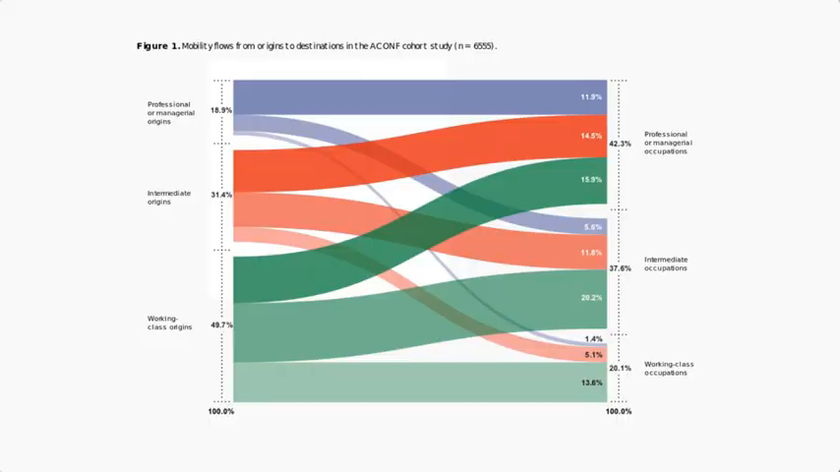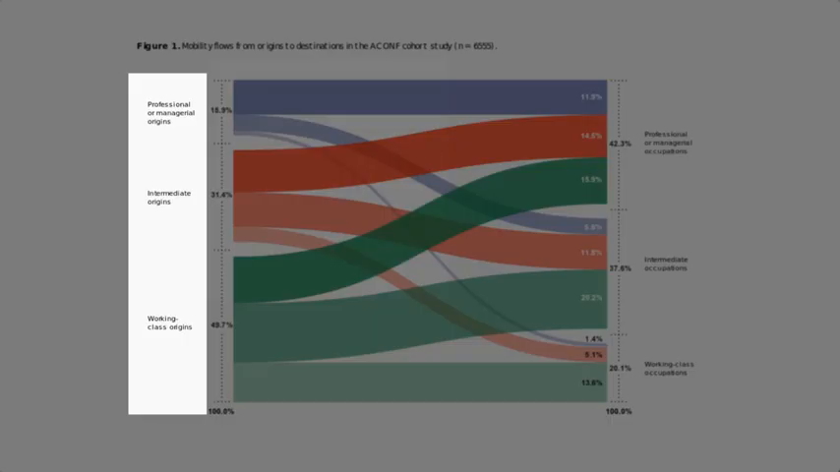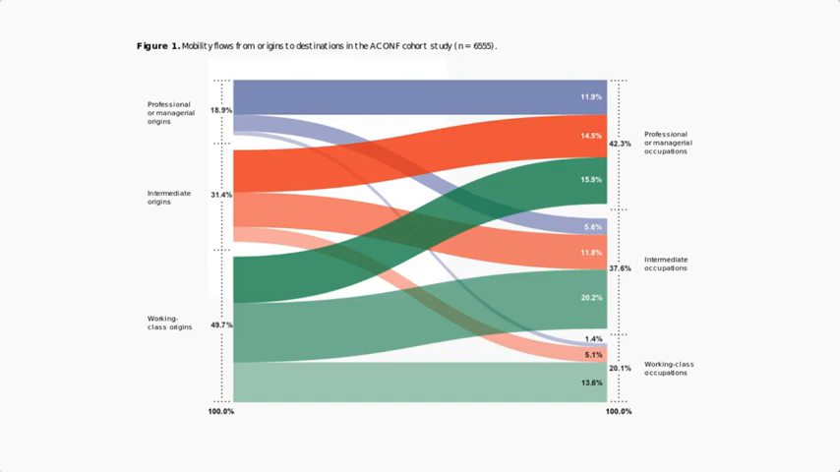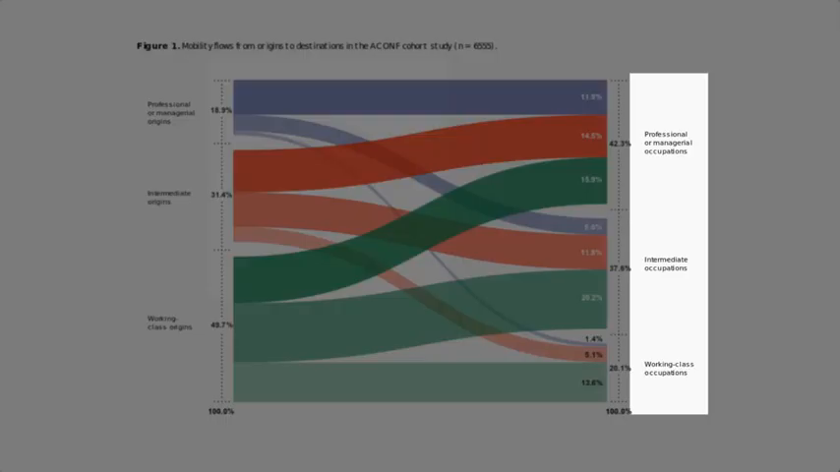Have a look at this graph. Here, people are grouped by their trajectories of origin and destination. Origin is their father's socioeconomic group based on their occupation when the children were 7 to 11 years old, so between 1962 and 1964. The destination is the person's own socioeconomic group at age 45 to 51 in 2001.